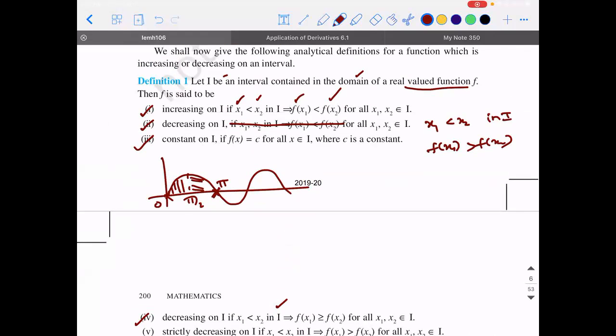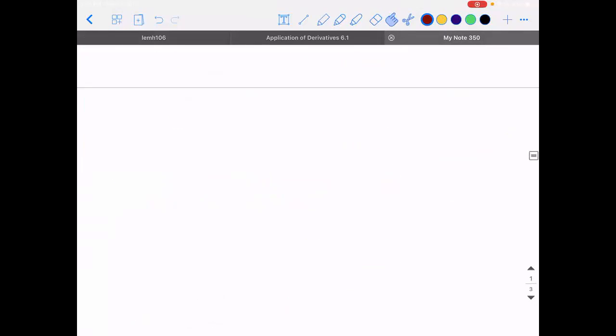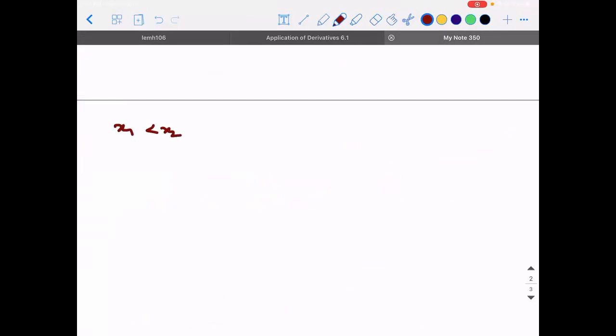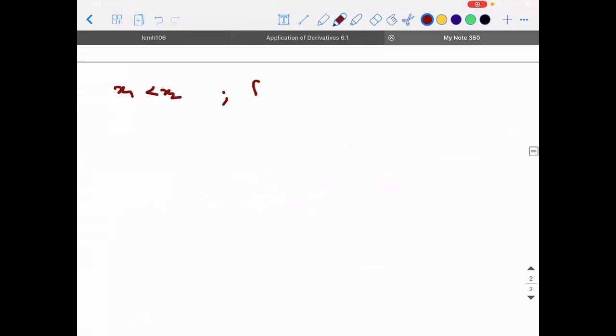There is a mistake in this. I don't know why they have given it like this. Guys, I would like to give you notes for this. Please make a note. So first, x1 less than x2, and f of x1 less than or equal to f of x2, then we call it increasing.